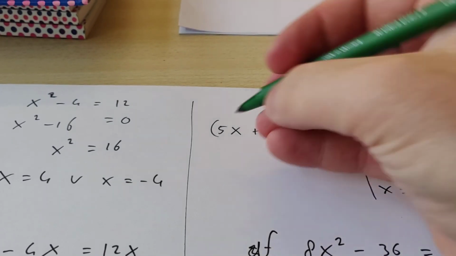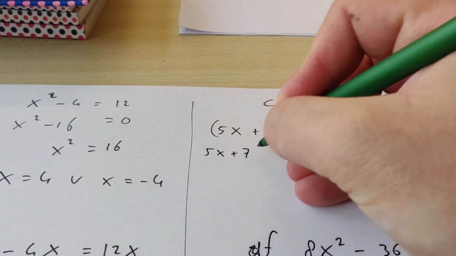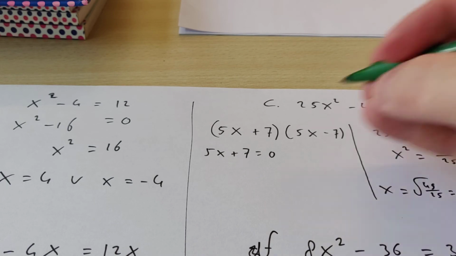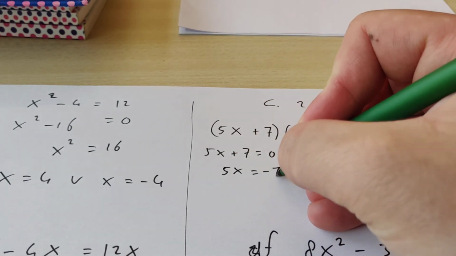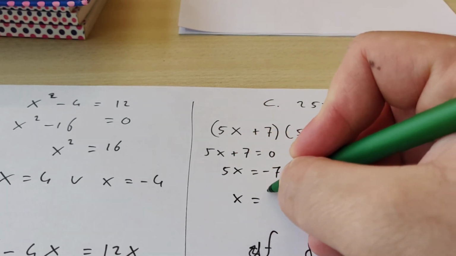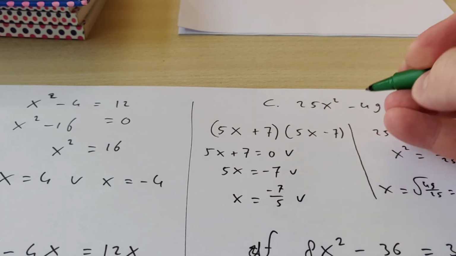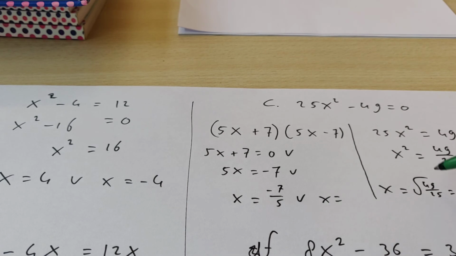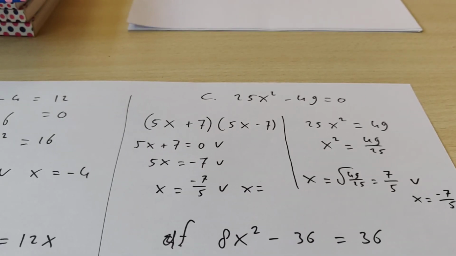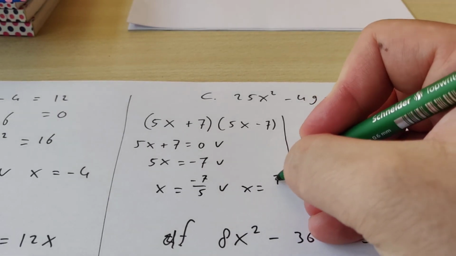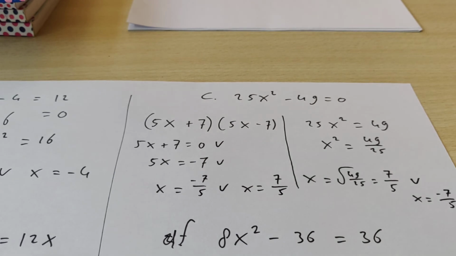If you do that, you say 5x plus 7 equals 0. Then you move the 7 to the other side. And then you divide it by 5. So minus 7 over 5 is one answer. Now the other answer, if you work that out, you're going to get the same as over here. You're going to have 7 over 5. Okay, but I think this is a lot easier than that.